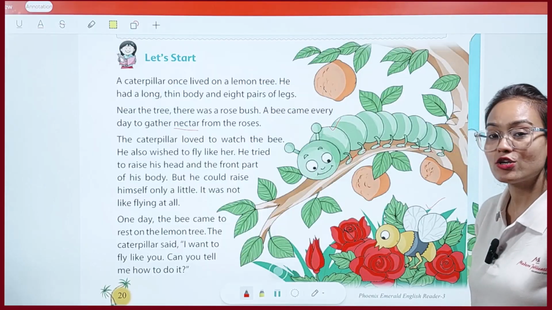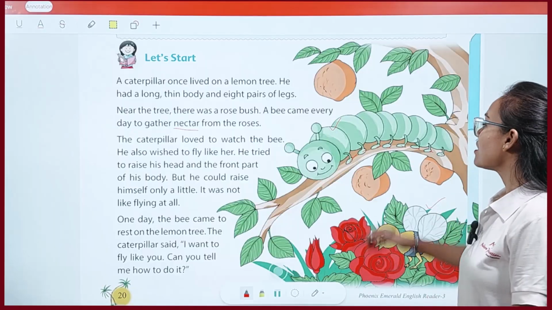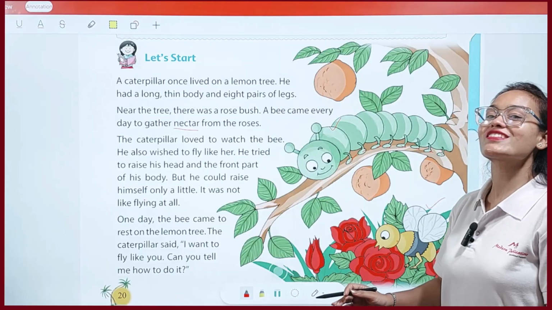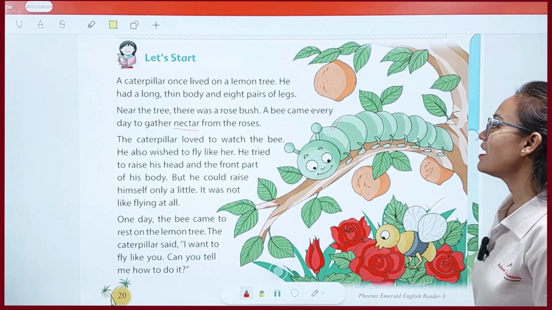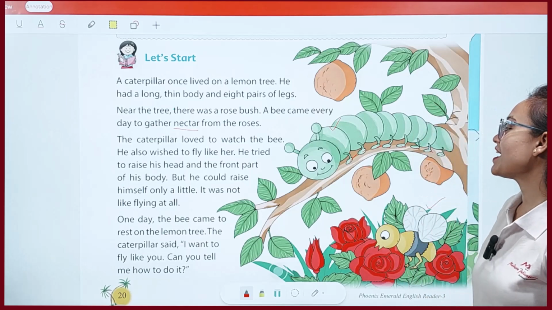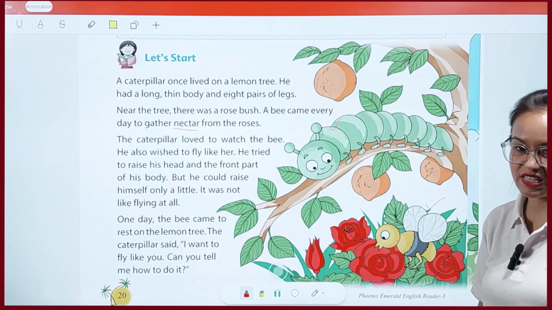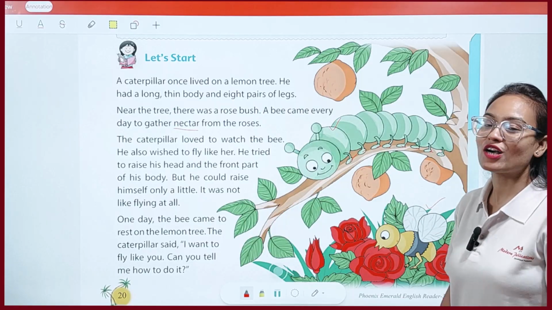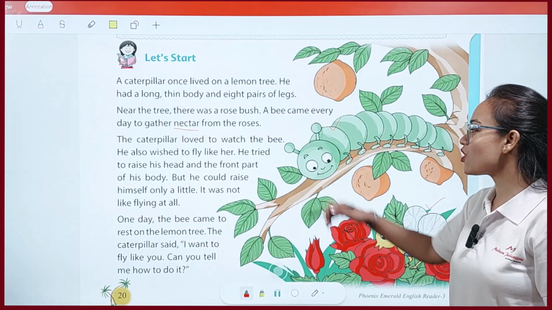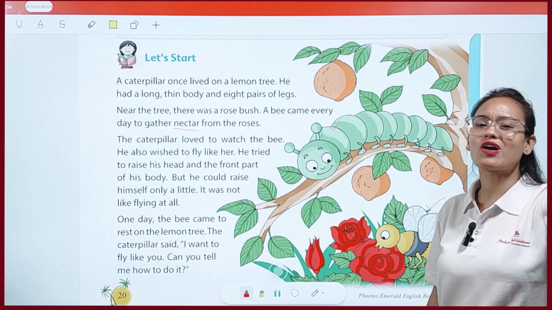First of all, he tried to raise his head and the front part of his body, just like this, for flying. But he could raise himself only a little. It was not like flying at all. This caterpillar failed. Only a small part of his body was raised. It was not like flying.